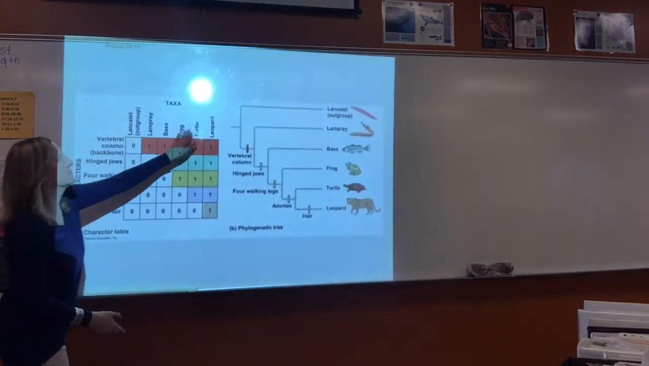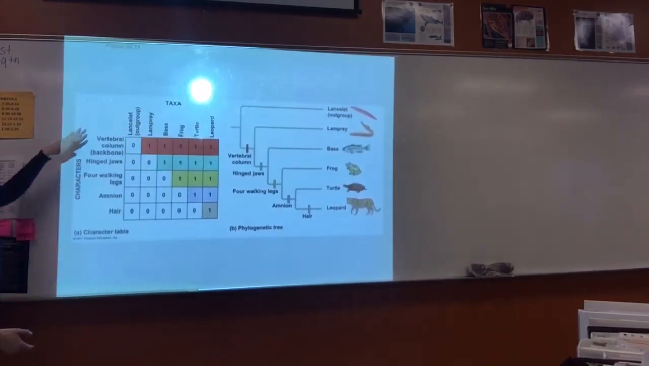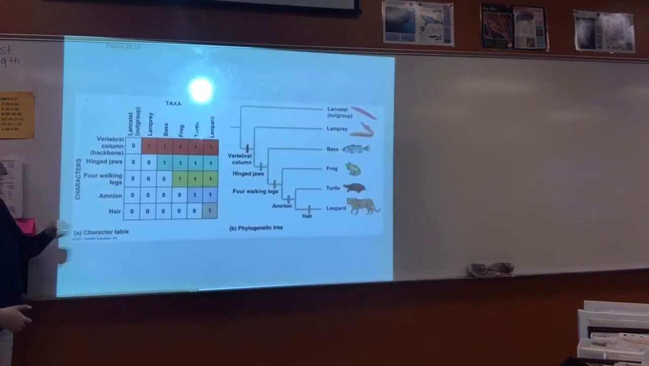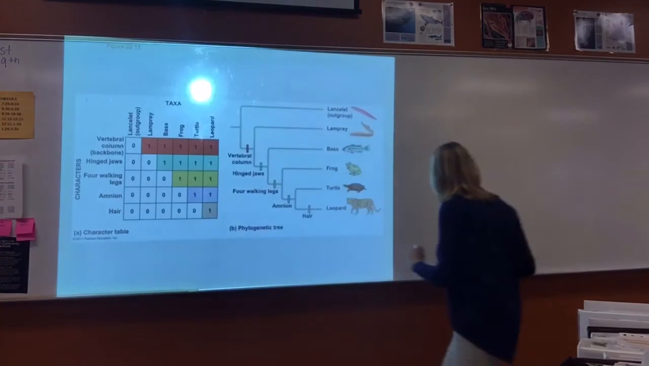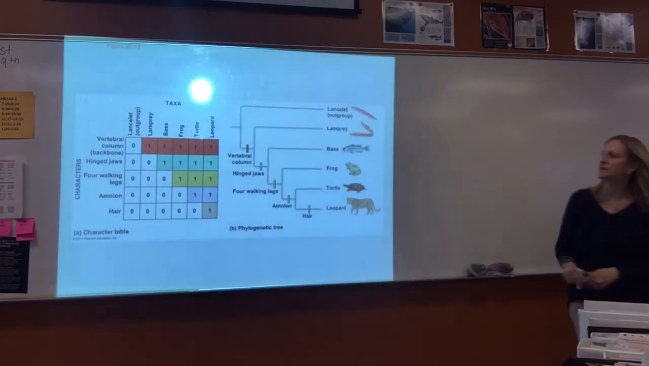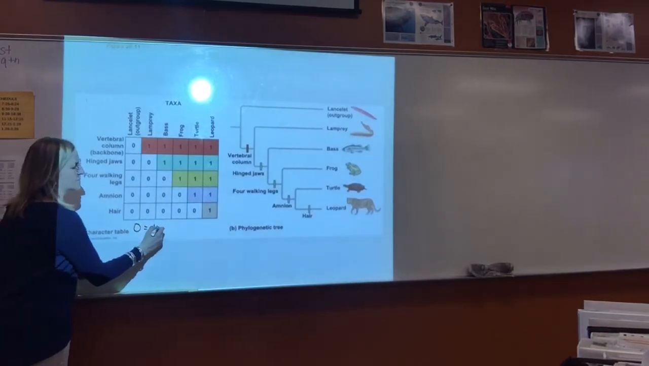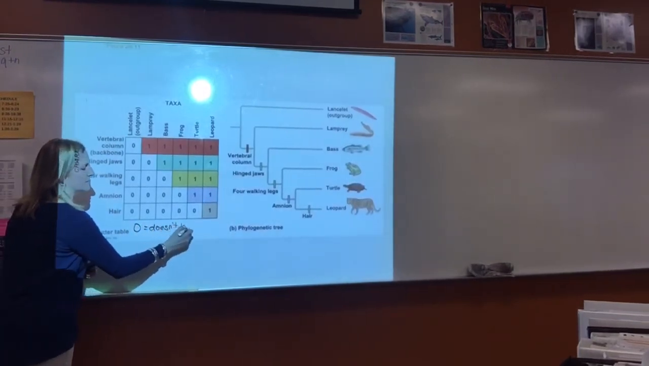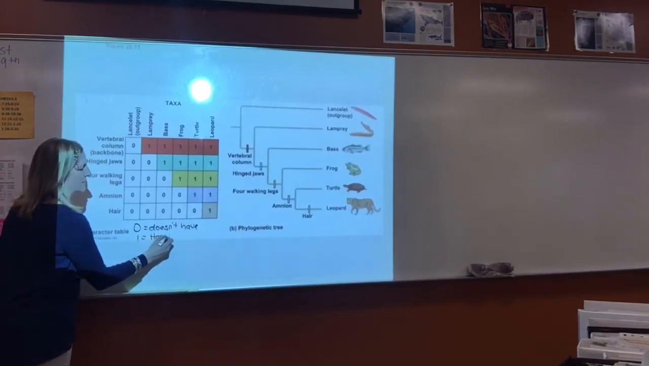So here are the organisms, that's the taxa, the groups, that's the plural for taxon. So those are your organisms, and then they chose certain characters to compare. So vertebral column or the backbone, hinged jaws, 4 walking legs, amnion, and the hair. All right, so those are the characteristics that they looked for. And it doesn't say here, but the 0 in this chart means that the organism doesn't have that character. 1 means they have the character.